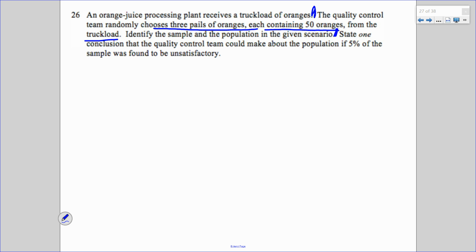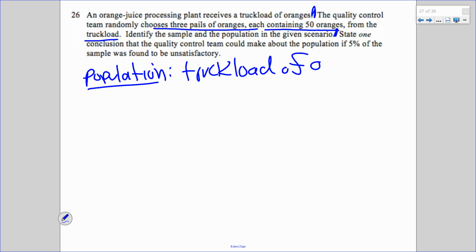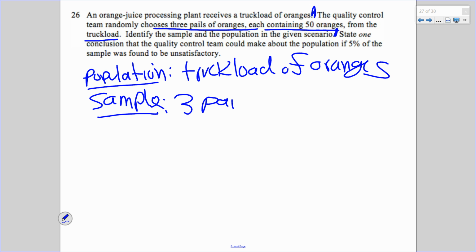The population is the total people or oranges or whatever's involved. The population is the truckload of oranges. From that truckload of oranges, they chose a sample to test. The sample was the 3 pails of 50 oranges.